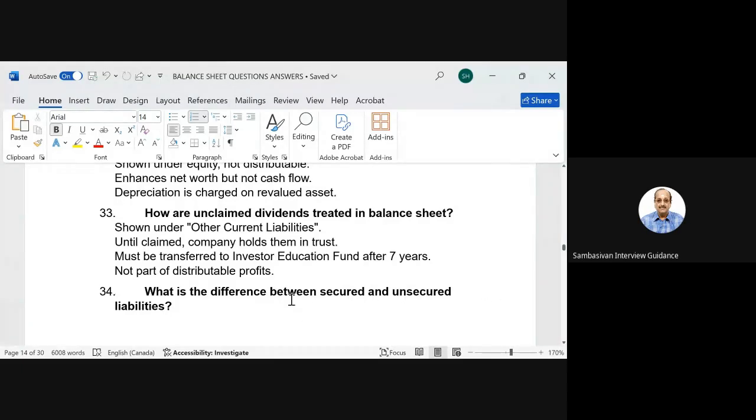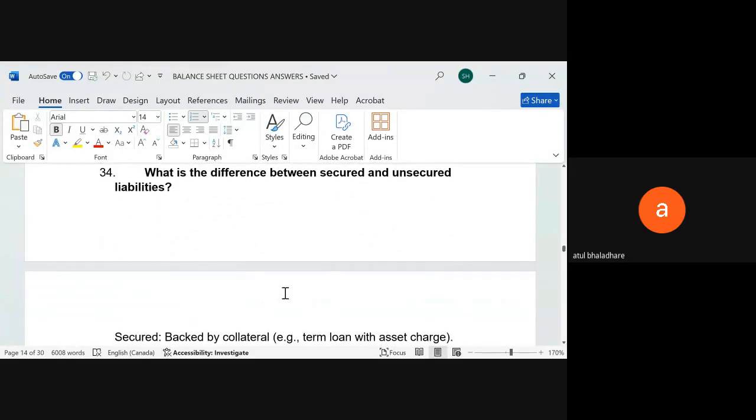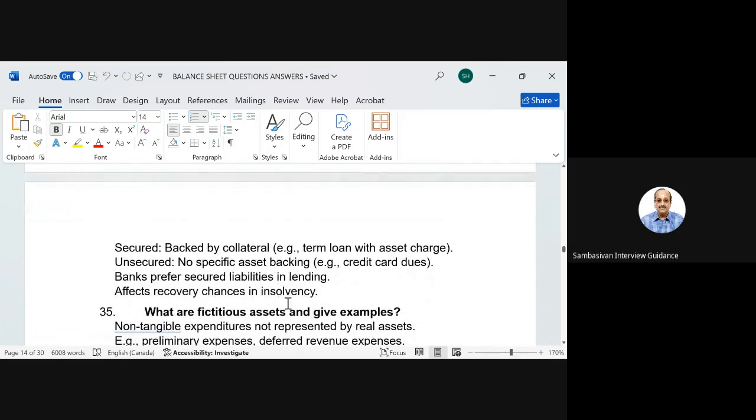Continue. Yes, sir. What is question 34? What is the difference between secured and unsecured liabilities? Secured, backed by collateral, for example a term loan with asset charge. Unsecured, no specific asset backing, for example credit card dues. Banks prefer secured liabilities in lending; it affects recovery chances in insolvency.